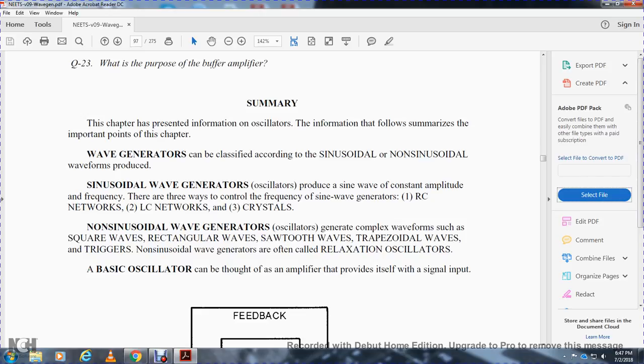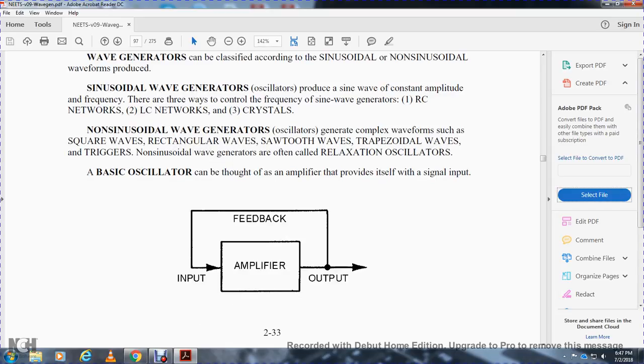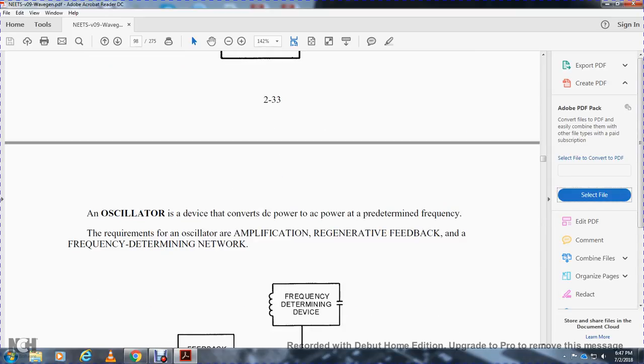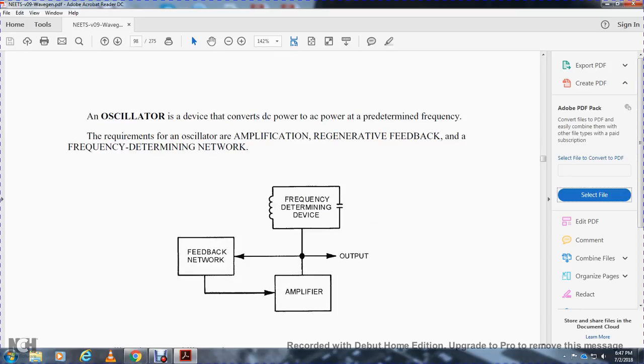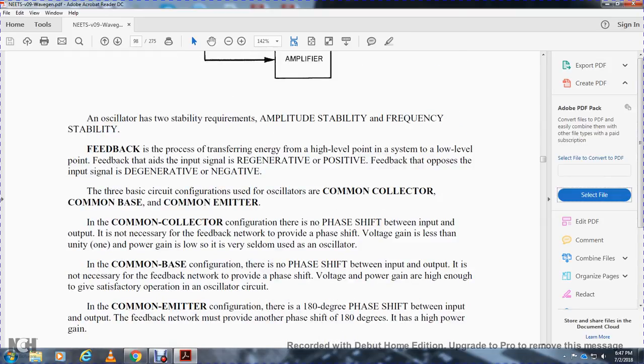A basic oscillator can be thought of as an amplifier that provides its own input signal through feedback. The oscillator converts DC power to AC power. The requirements for an oscillator are amplification, regenerative feedback, and a frequency-determining network. The frequency-determining network is a resistor-capacitor or inductor-capacitor network. An oscillator has two stability requirements: amplitude stability and frequency stability.